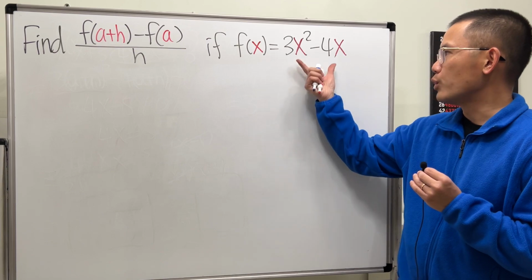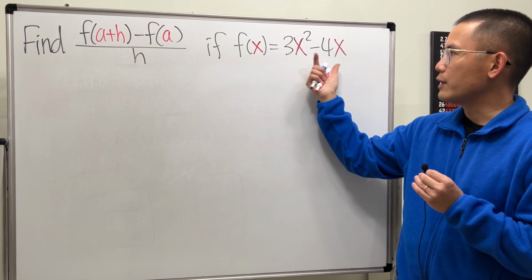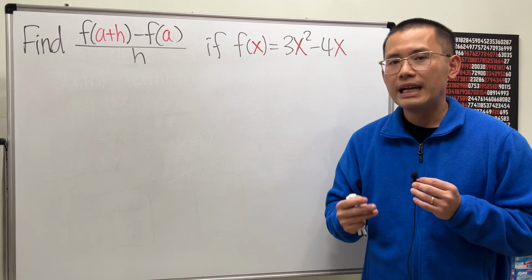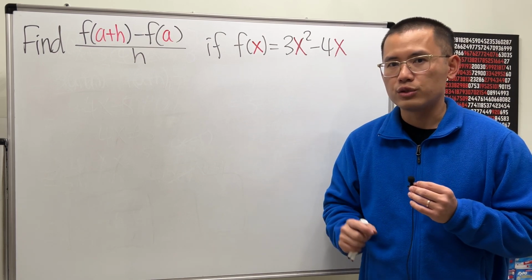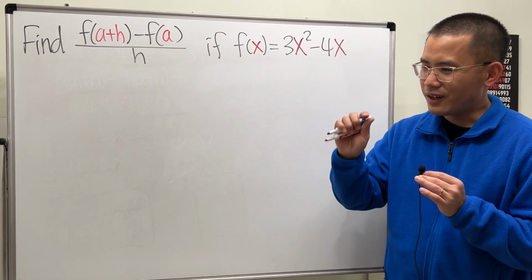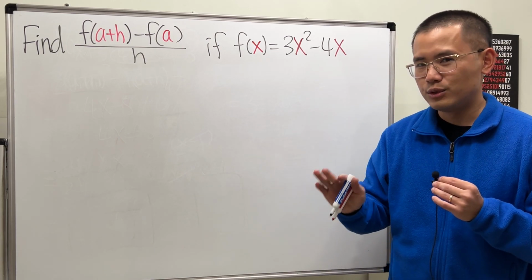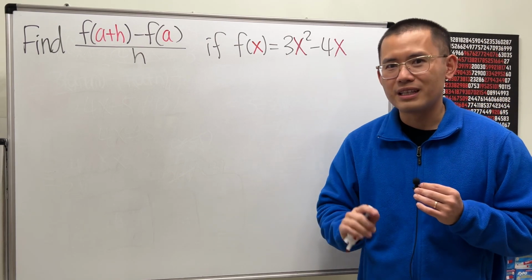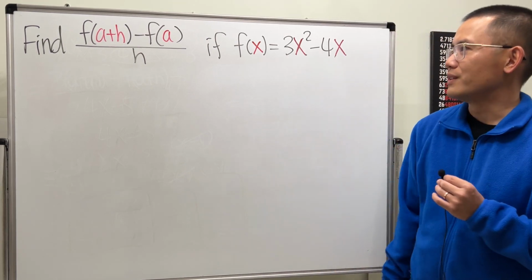The first type is when we have a polynomial. Here I have a quadratic. And then the second type is when we have a square root function. And then the third type is when we have a rational function. The rational function is the trickiest because there's a very common mistake that students usually make. So be aware of that. I'll point it out for you so you don't make that mistake. Let's start with this one first.